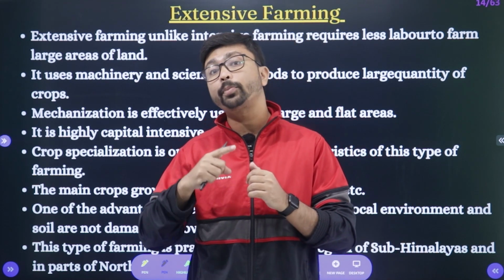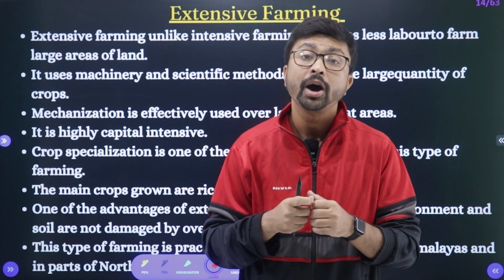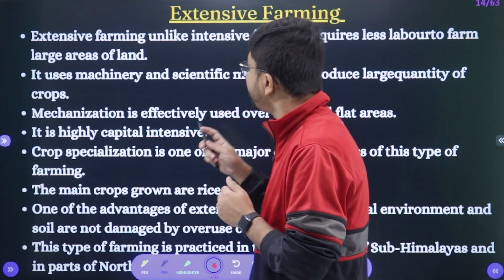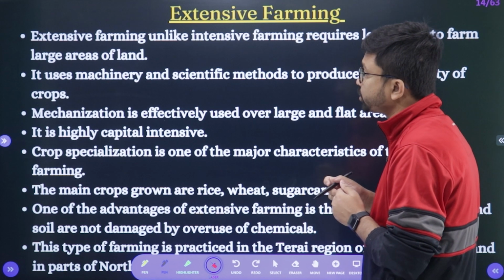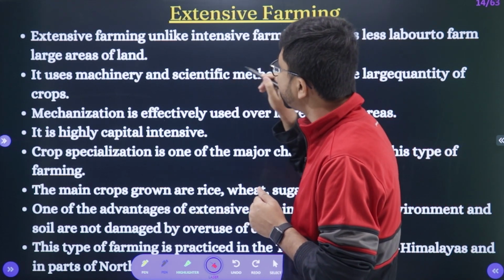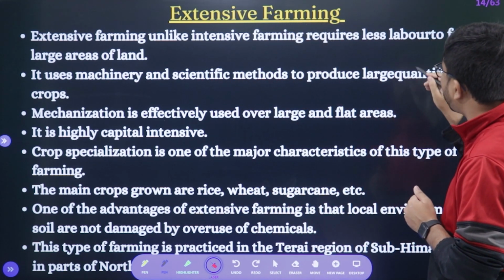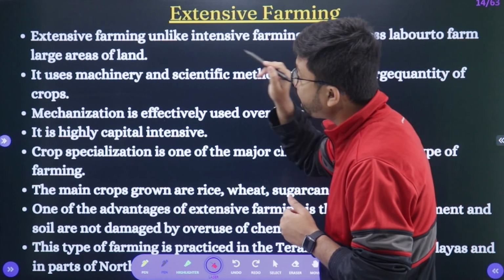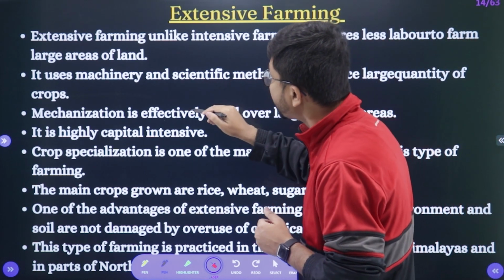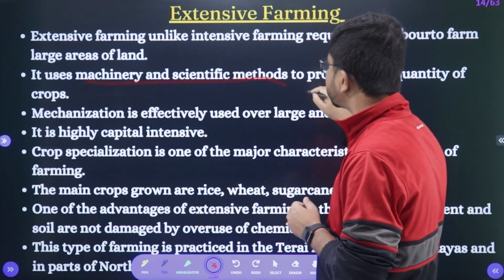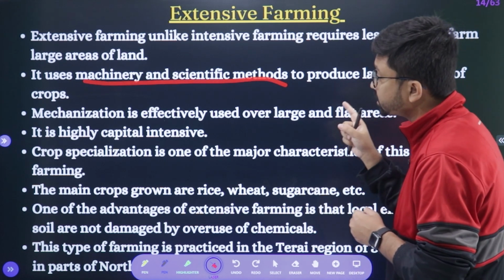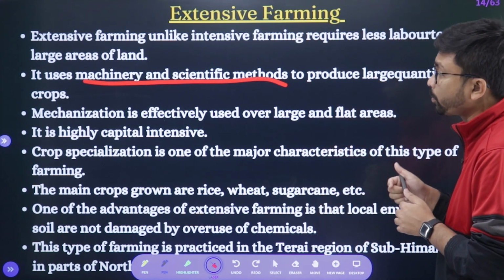So how to get more production? Here we need to input much more machinery, right? We need to increase the use of machineries. So extensive farming, unlike intensive farming, requires less labor for large areas of land. So it uses machineries and scientific methods to get more production.